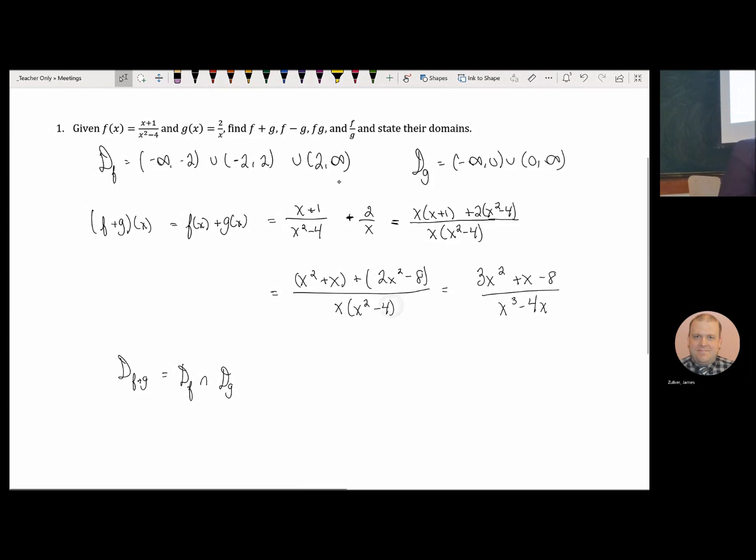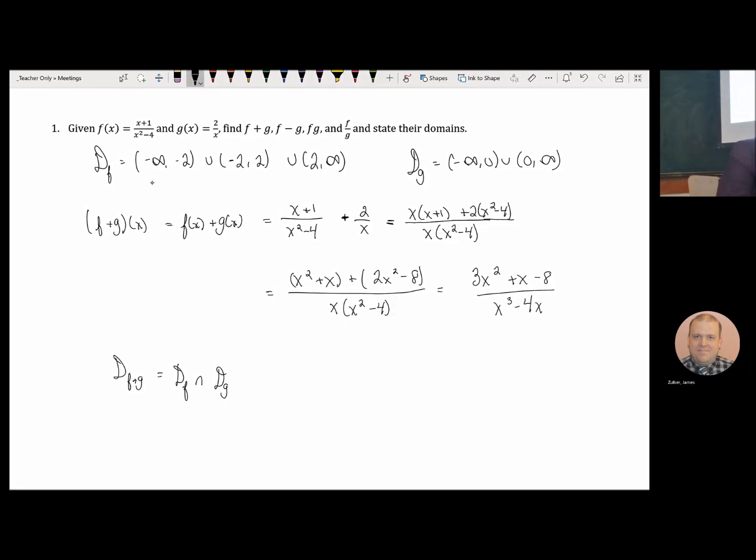Let's see. This is everything but -2 and +2. This is everything but 0. What do they have in common? Everything except the 2's and the 0. Everything but -2, 0, and +2. So there's your domain.